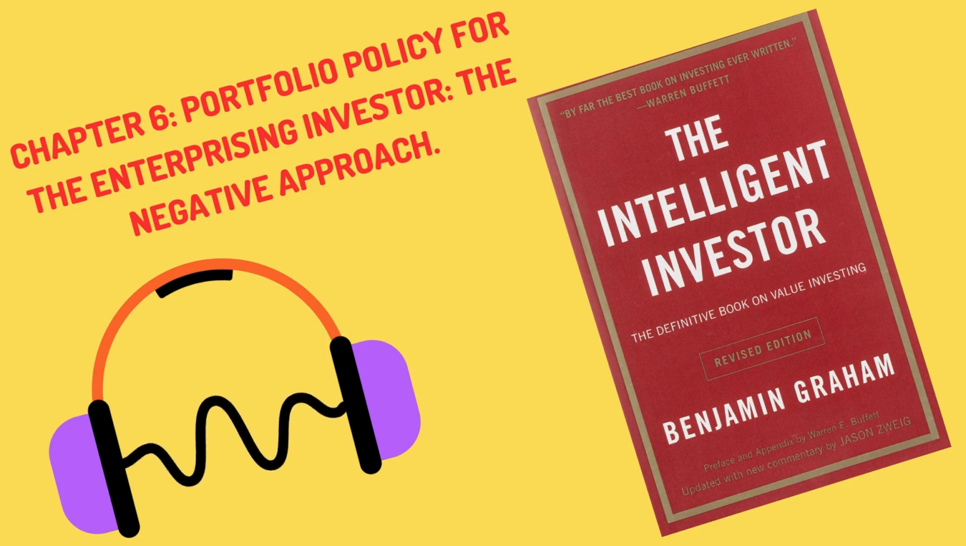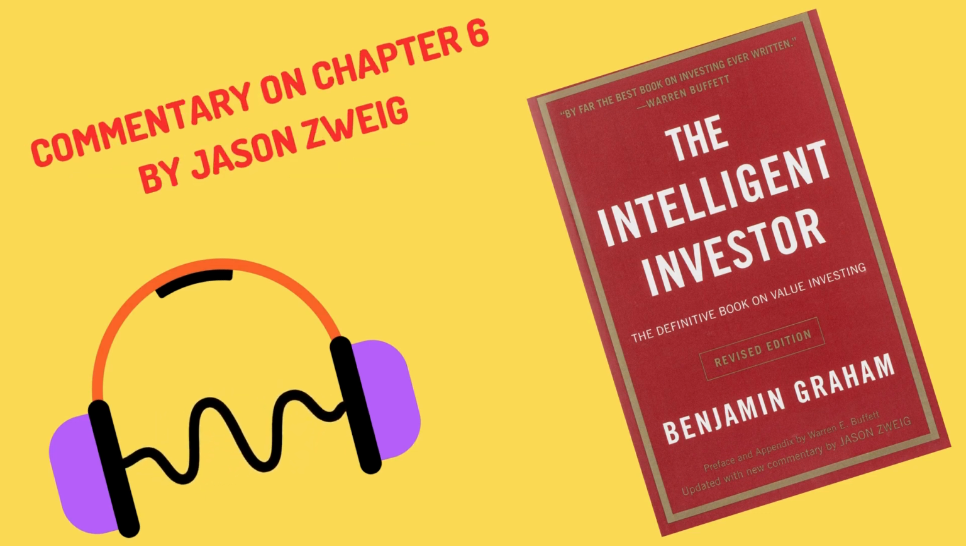Overall, the chapter provides a detailed guide for the enterprising investor looking to construct a portfolio that focuses on avoiding bad investments. Graham's recommendations include a negative approach to investment analysis, a focus on certain criteria for eliminating bad investments, a diversified portfolio of stocks and bonds, and a cautious and disciplined investment approach. Commentary on Chapter 6 by Jason Zweig.